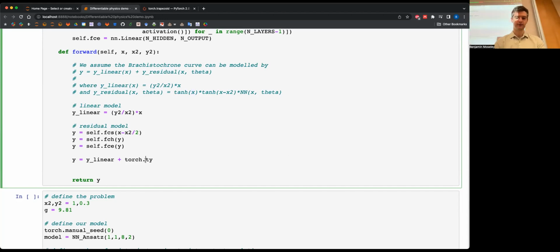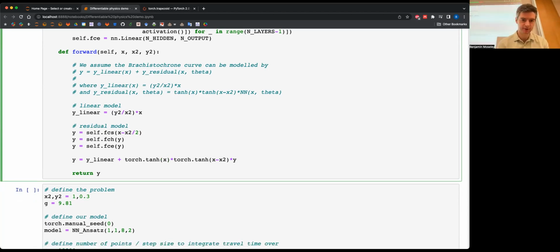So we do this, tanh(x), and we want to do the same thing with x2 as well. So we do torch.tanh(x - x2) like this, and then we multiply it by y. This is just going to make sure that this residual is 0 at 0 and at x2.